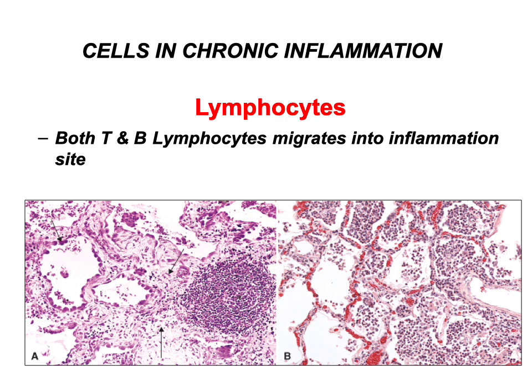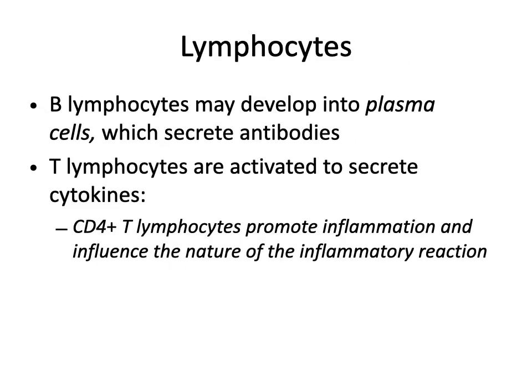Now, moving on to the other cells that are involved in chronic inflammation, you have lymphocytes, and lymphocytes are the smallest WBCs, and you have two subtypes. You have T and B lymphocytes. Now, B lymphocytes mature to develop into plasma cells.